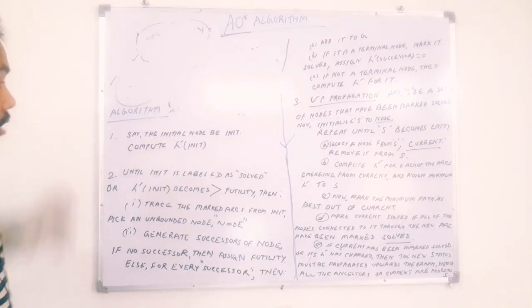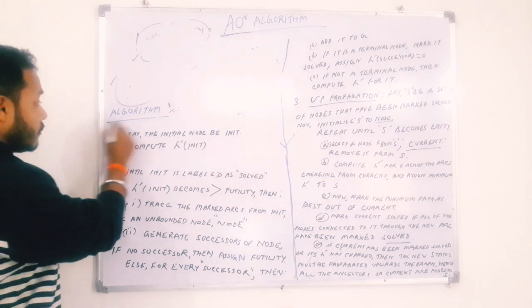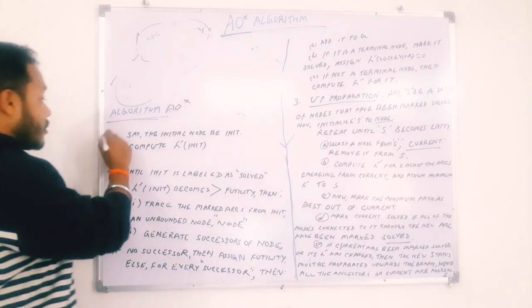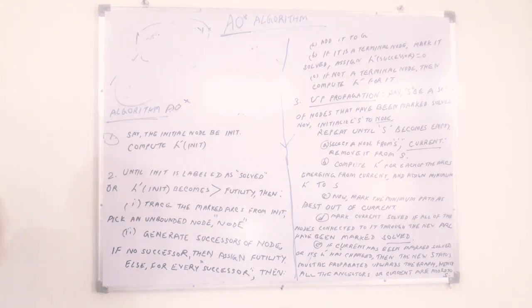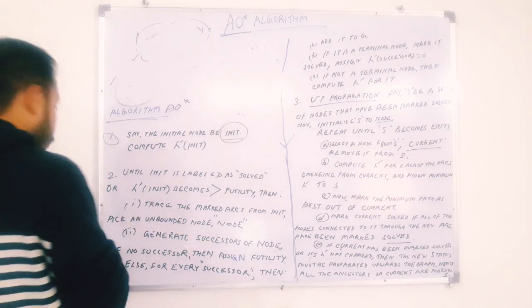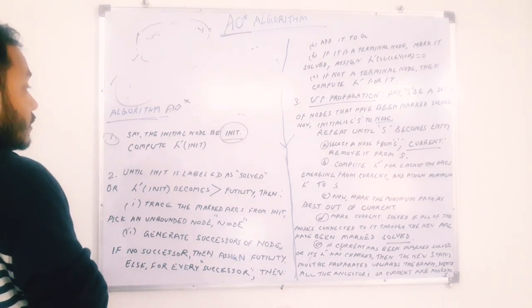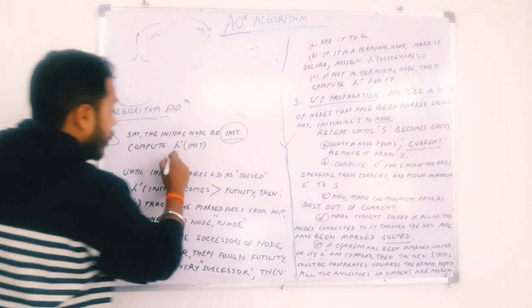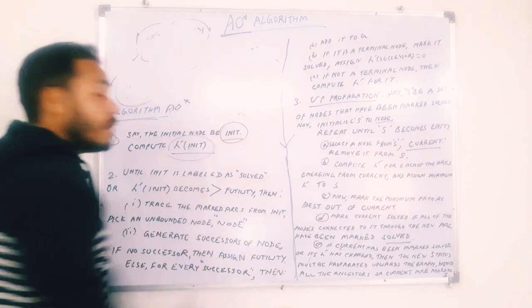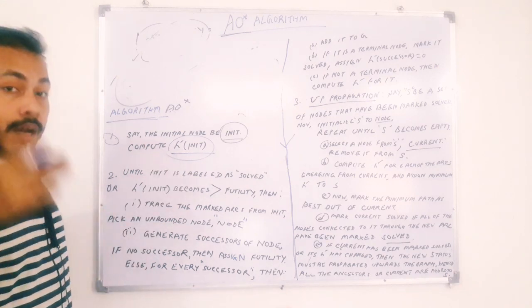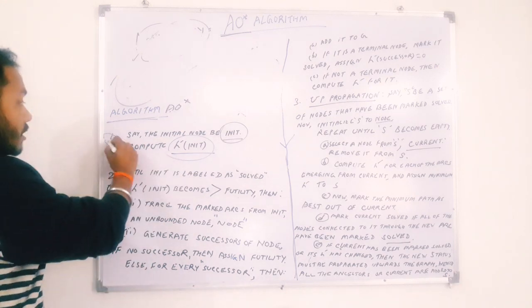This is our algorithm, AO star. First step: the initial node is init. We have given the name init to the first node, and compute the h value of init, meaning the cost required to reach the goal node. So the first step is clear.